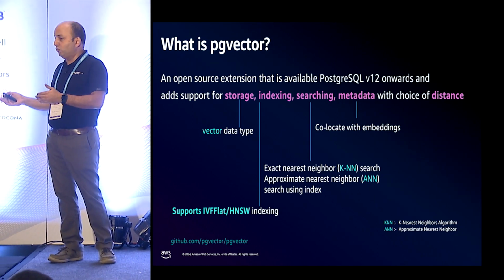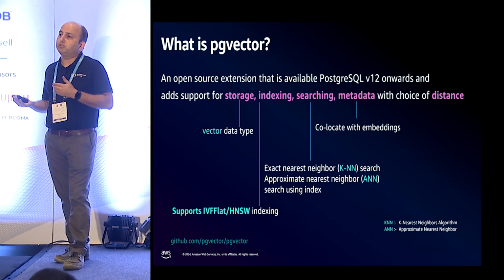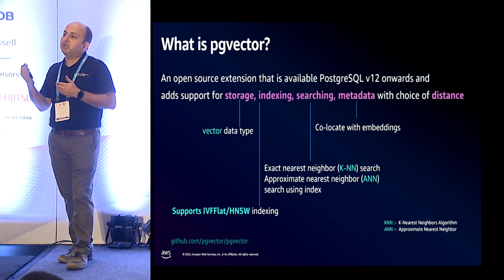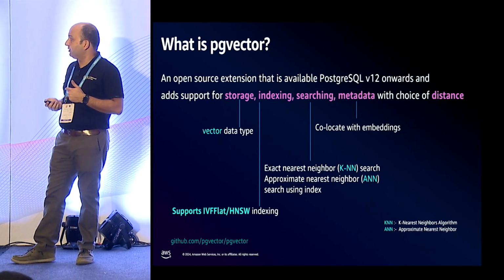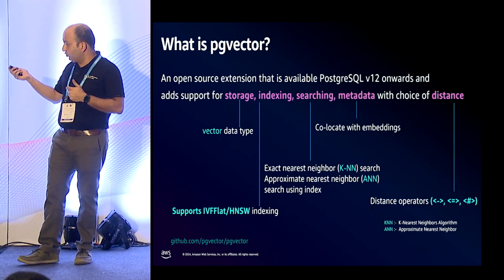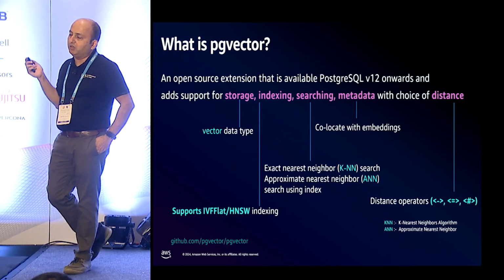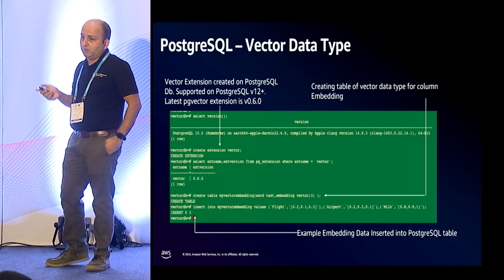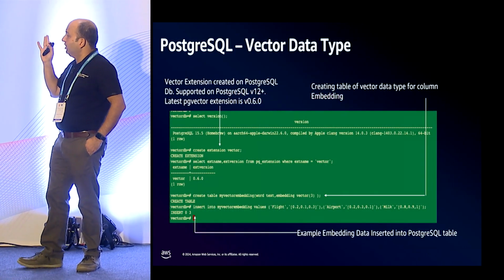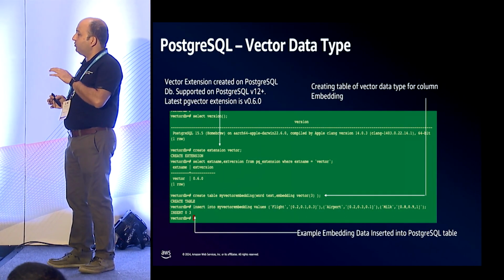Say you have an application running on Postgres, and if you want to add your generative AI use case, you can bring in your vector data and store it here. It also gives you the distance operators that we have spoken about: Euclidean, cosine, and dot product. And this is a small example where I'm showing how we can create a vector extension, and then how you can create a small table.